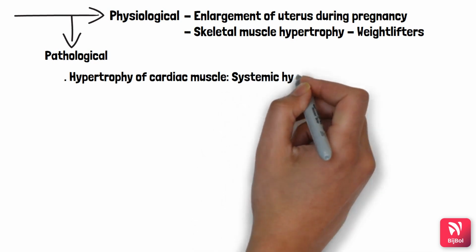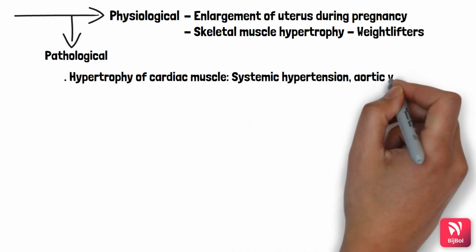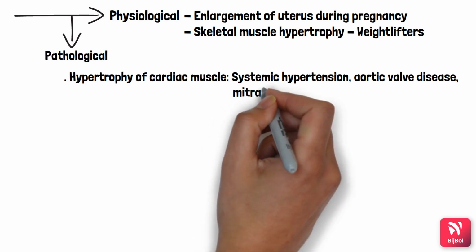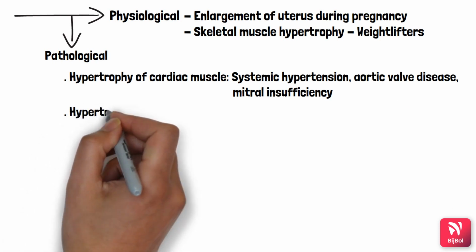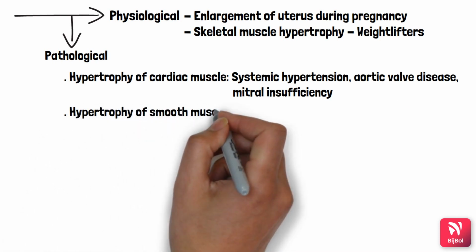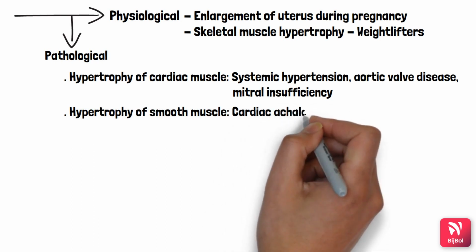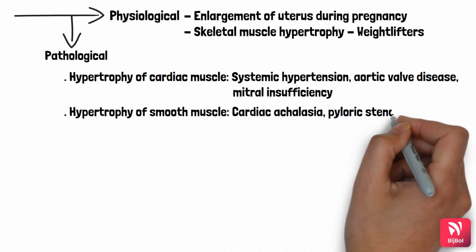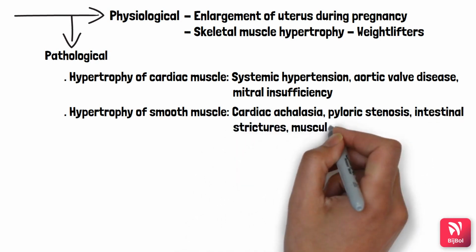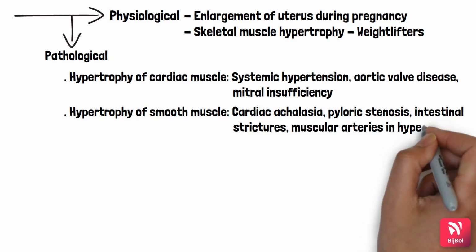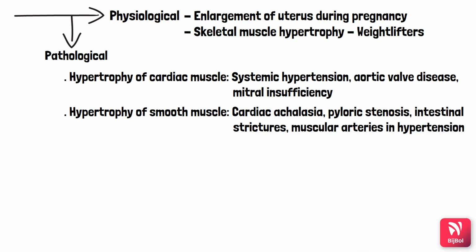Whereas pathologically, hypertrophy is seen in cardiac muscle, in cases like systemic hypertension, aortic valve disease or mitral insufficiency. In these three situations there will be cardiac muscle hypertrophy. And sometimes we even see hypertrophy of smooth muscle in cases of cardiac achalasia, pyloric stenosis, intestinal strictures, as well as muscular arteries in hypertension. In these cases there will be hypertrophy of smooth muscle.